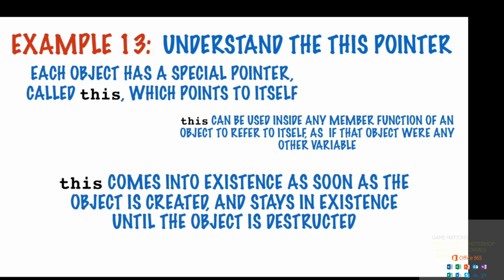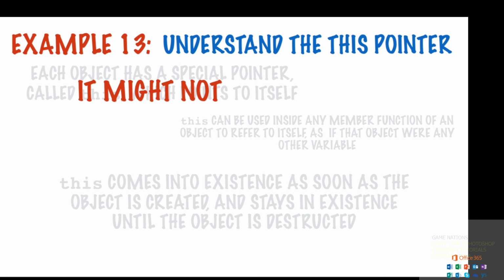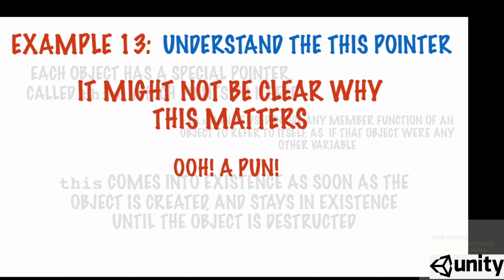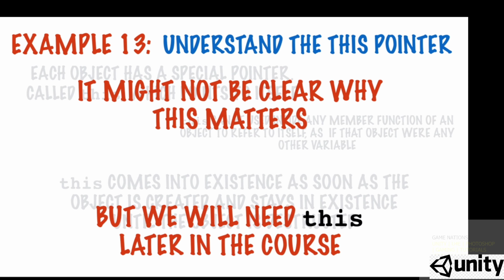This brings us to the end of our section on new and delete. The this pointer is important to know and it's widely used. Often when you're referencing stuff within the current object, this is the most common way to refer to it. It may not be clear right now why this matters. Yes, we know this is a pun. However, later on, when we write more and more code in C++ using objects and inheritance, we will need this, which is why we're learning about it right now.